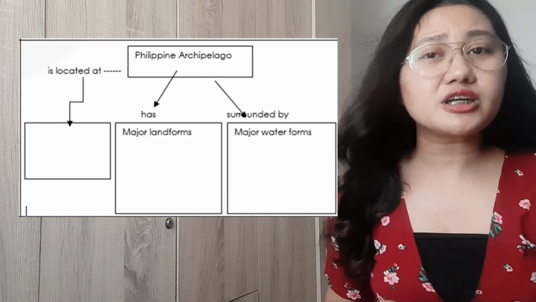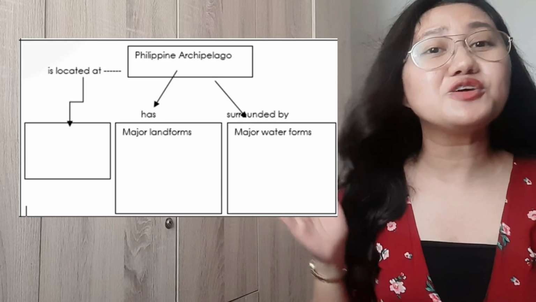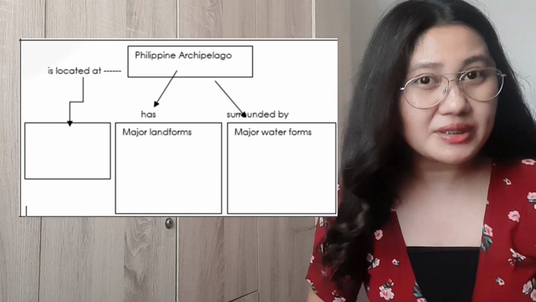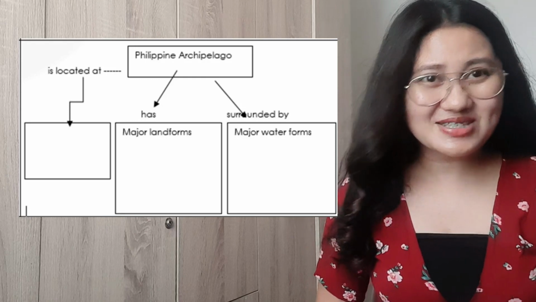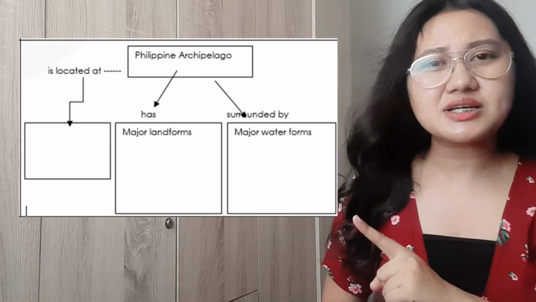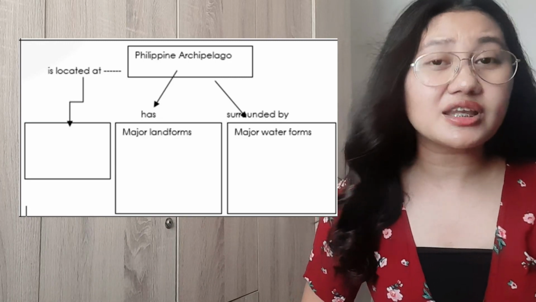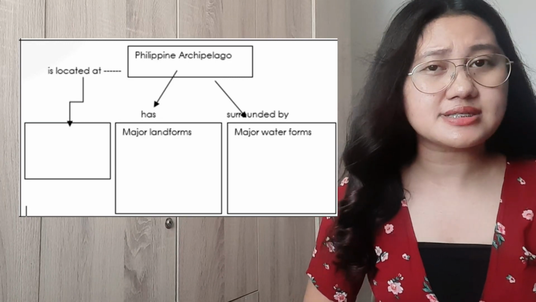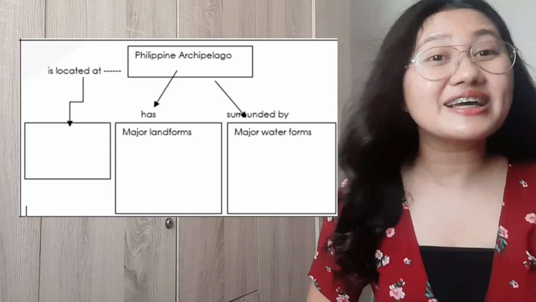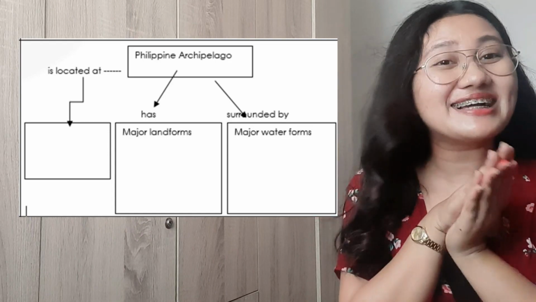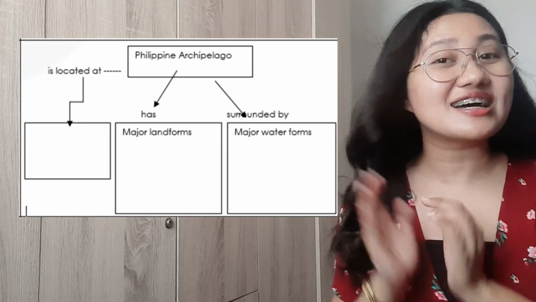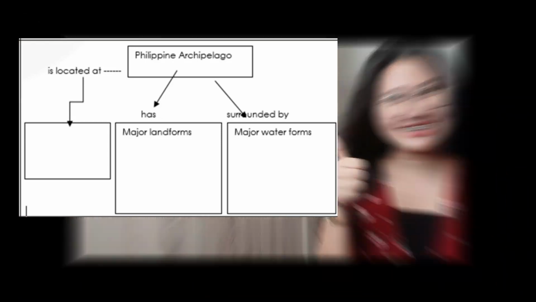And then, Philippine Archipelago has major landforms. Ano yung mga land masses na binanggit ko kanina? Ayan, so sana alam nyo na yan. And of course, yung kasunod, surrounded by major waterforms. Ano yung mga bodies of water na nakapalibot sa Philippines? Nabanggit na natin yan kanina. So, kung hindi alam, balikan lang ang video na to at nandun ang sagot. Very good.